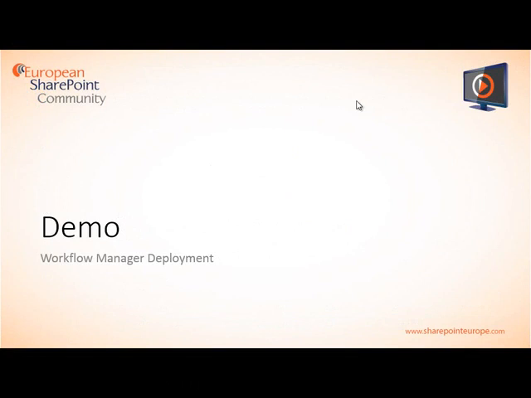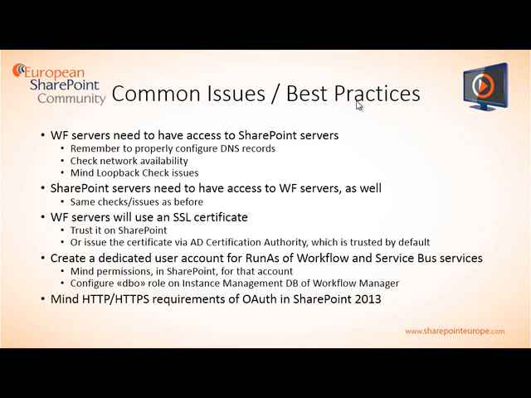So, now that you have seen how to deploy a real, highly available Workflow Manager farm, let's move to some common issues and best practices. First of all, you should remember that your workflow servers will need to be accessible by the SharePoint servers. So you will have to properly configure your DNS records. You will have to check network availability of the workflow servers from the SharePoint servers, as well as backward from the SharePoint servers to the workflow servers. And you will also have to check the loopback check issues which could happen in your environment.